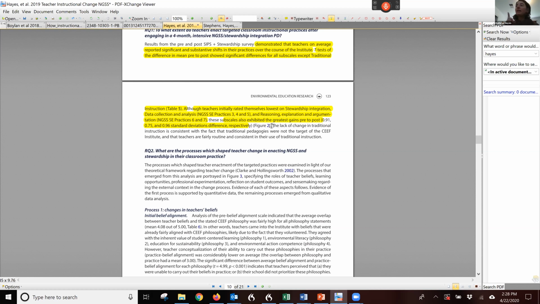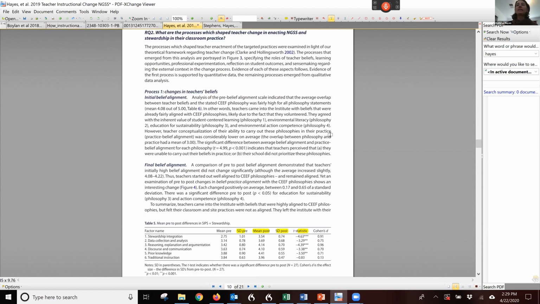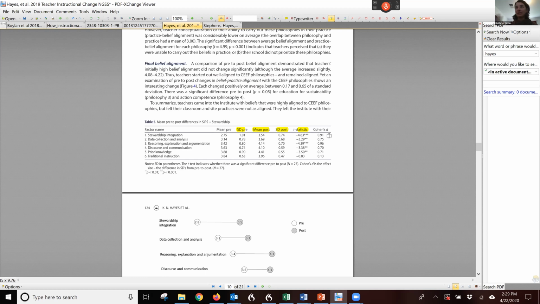Then I call out another thing going on. So I call out this change gains, and then I call it a second thing, which is that the lack of change in traditional instruction is consistent with the fact that we did not target that. All right. Now, so I've got two explanations going on here, the things I want to call people's attention to. And the evidence is really in these tables, right?